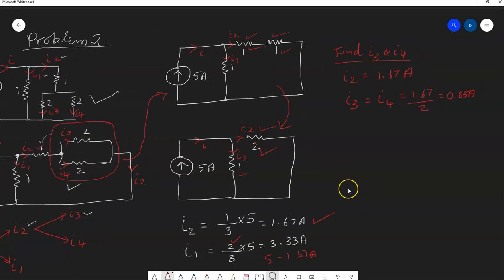Now we know the value of I2, because in order to find I3 and I4, you must know the value of I2. Then you have to backtrack, go back to the circuit diagram here. Here the current I2 divides equally in this parallel resistor. To find I3 and I4, because the resistances are the same, the current divides equally into 2, which is 0.83 amps.